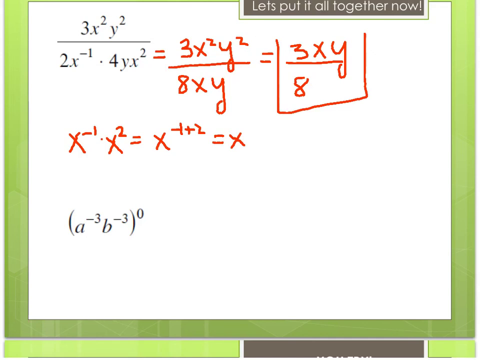Down here I have a to the negative third, b to the negative third, all to the 0 power. If you remember the trick, you know that this is just 1 because anything to the 0 power is 1. If you didn't remember the trick, if you tried to distribute through that exponent, well, remember it's multiplication, so negative 3 times 0 gives me 0. So a to the 0, b to the 0, well, that's 1 times 1, which is just 1. So either way, you get 1.